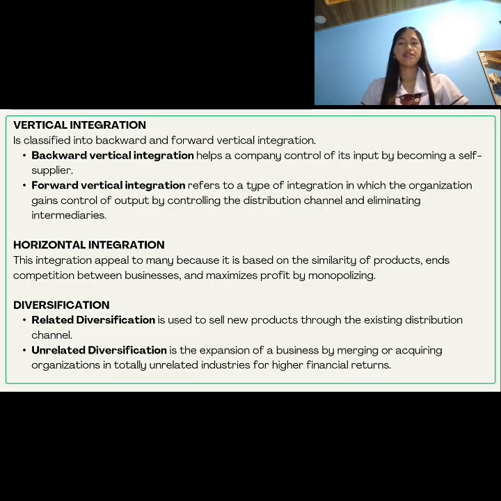Next is the unrelated diversification. It is the expansion of business by merging or acquiring organizations in totally unrelated industries for higher financial returns. For example, when a company decides to expand into products or markets that are completely different from what it already does. For example, ang toy manufacturer kay nag-manufacture pod og mobile phones.